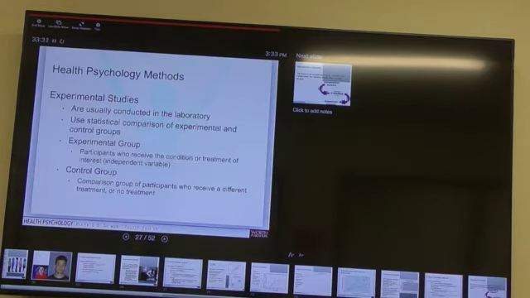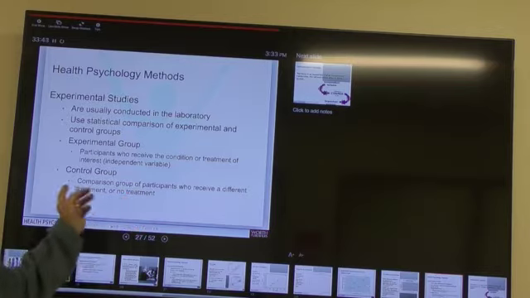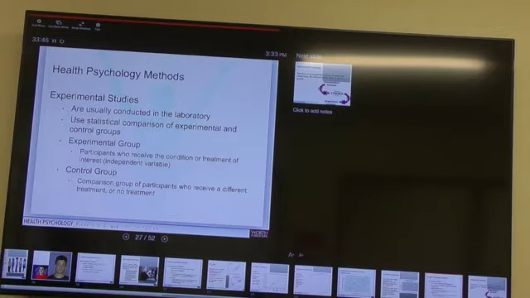Experimental studies are usually conducted in the laboratory. They use statistical comparison of experimental and control groups. The experimental group is a group that you actually do the experiment on. The control group, usually you don't treat them with the same variable. You don't treat them at all. They are your control. They are to see if there was actually a change. So you have a control group and an experimental group.